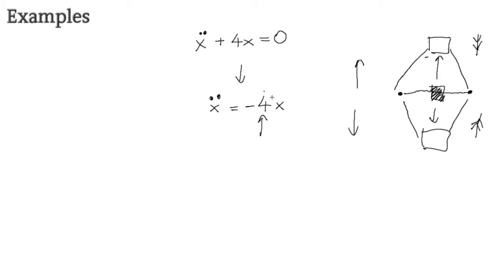This value here, the 4, can be written as omega squared, and so the general formula for simple harmonics, which I'm going to call simple harmonic motion, simple harmonics for short, would be acceleration equals negative omega squared x, where x is the displacement, and I didn't write the omega squared for no reason.